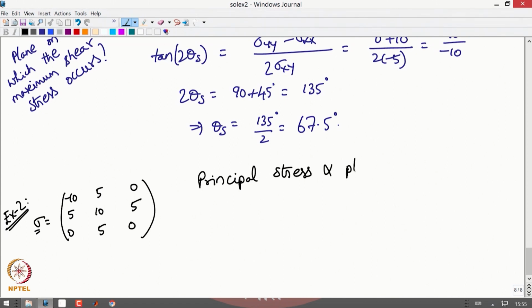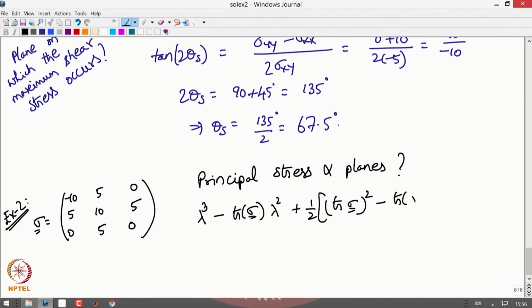Stress and planes, I want to find. So, to find the principal stress, I have to find the characteristic equation. The characteristic equation is given by lambda cube minus trace of sigma lambda square plus 1 half trace sigma squared minus trace of sigma square into lambda minus determinant of sigma must be equal to 0.